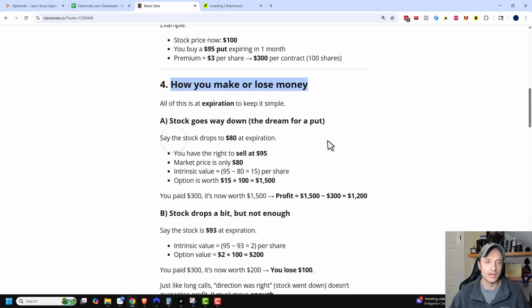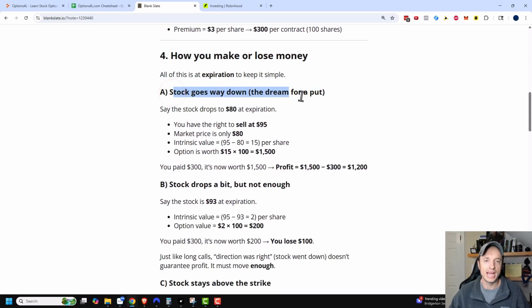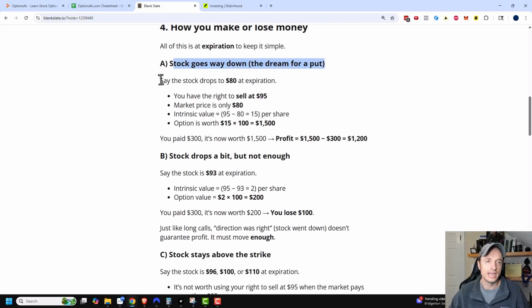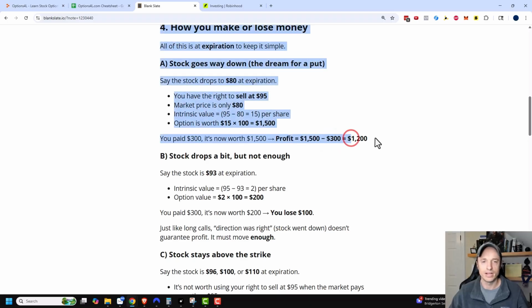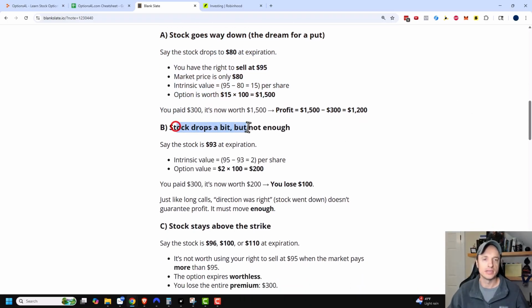So how you make or lose money. All of this is at expiration to keep it simple. The first way is if the stock goes way down, which is the dream for a put. Say the stock drops from $100 to $80 at expiration. You have the right to sell at $95, and the market price is only $80. So your intrinsic value is 95 minus 80, so $15 per share. Your option is then worth 15 times 100, so $1,500. But of course, you did pay that $300 premium. So to calculate your profit, you take what your option is now worth minus your premium, which equals $1,200 profit.